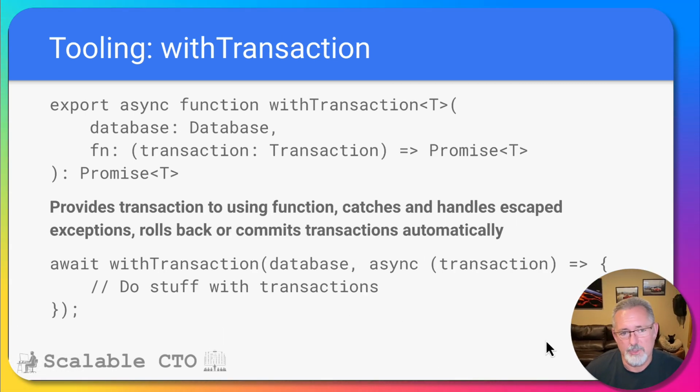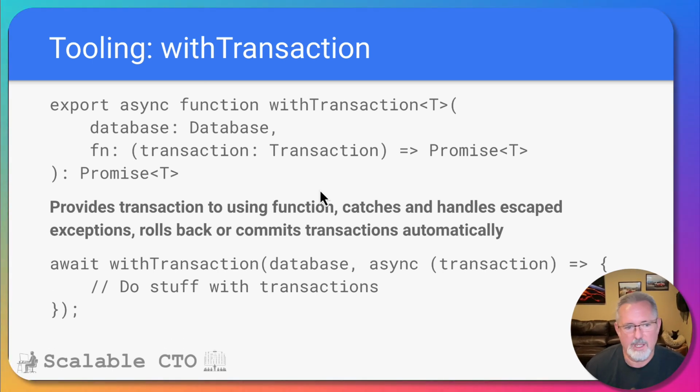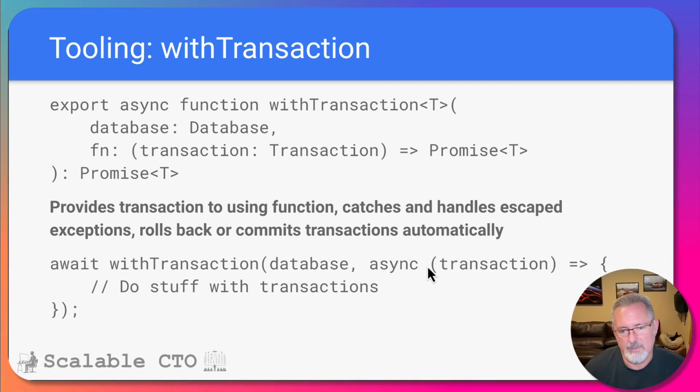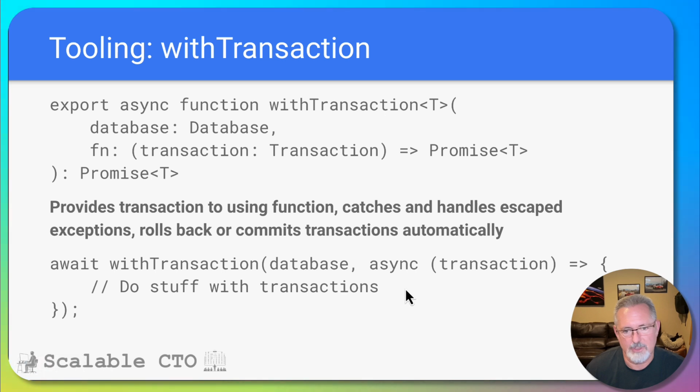We did a similar thing with transactions. You call with transaction, where you pass it the database, and then you give it a function that takes a transaction as a parameter, also generic typed, which means if I return a value from that contained function, that will be returned from the top-level function. So it'll bubble through. What that looks like is I'll say await with transaction, database, and then a function that takes a transaction, and then I'll do stuff with the transaction.